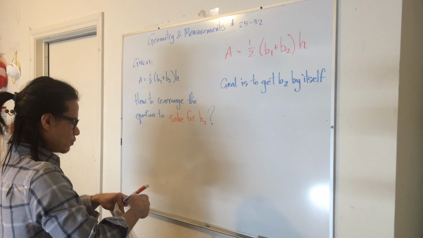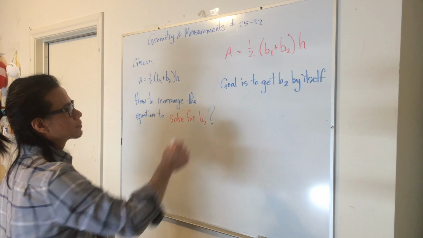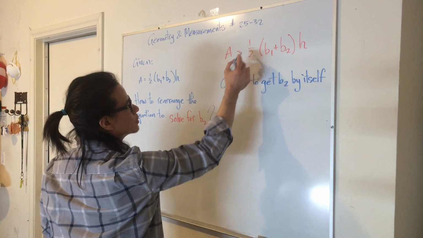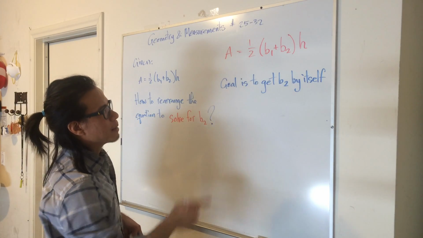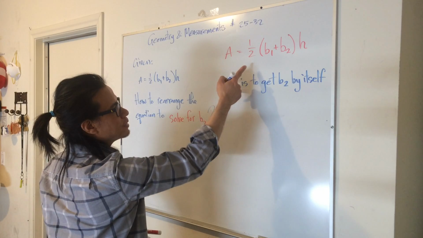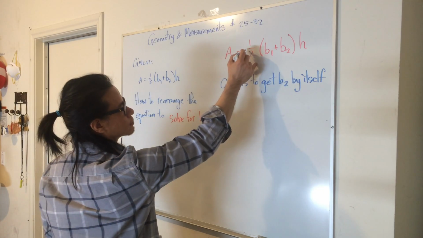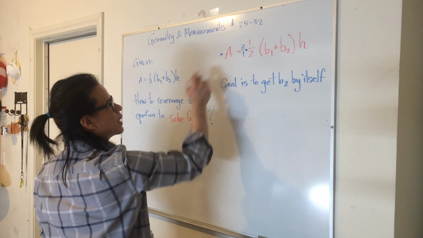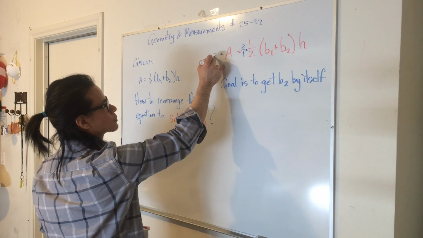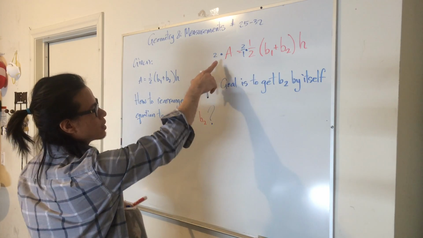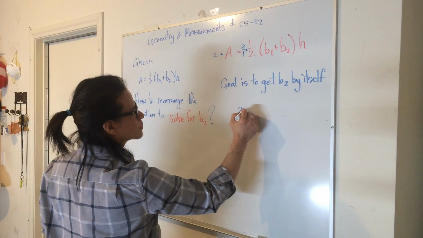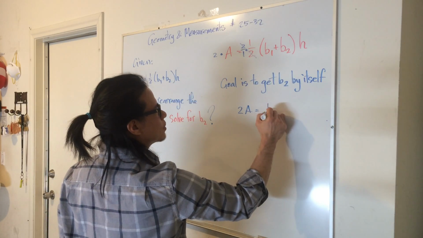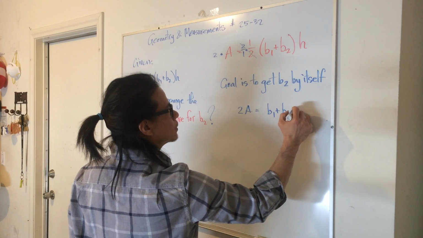Okay, so the first thing that we're going to do is fractions we like to get rid of first. So I'm going to get rid of it by multiplying by its reciprocal. So what's the reciprocal of 1/2? Okay, if you say 2 over 1, you are correct. So multiply both sides by 2. Okay, so we'll end up with 2a is equal to, well, this cancels out. So we have b1 plus b2 times height.